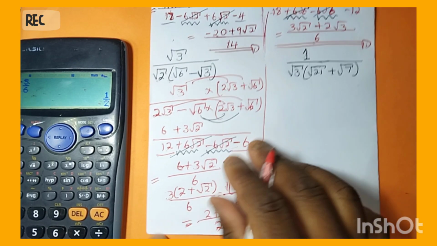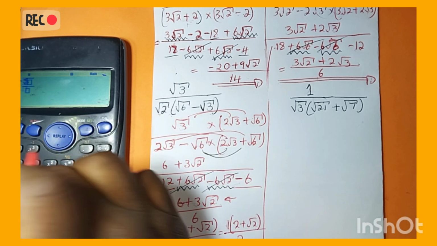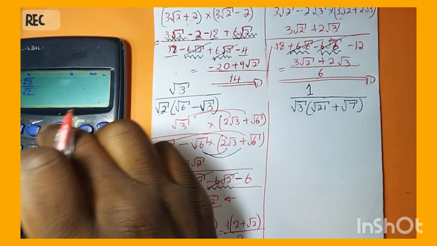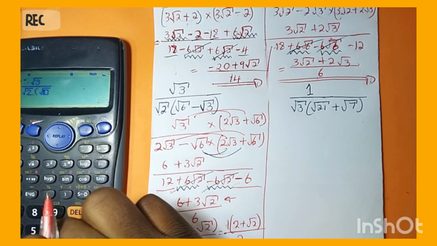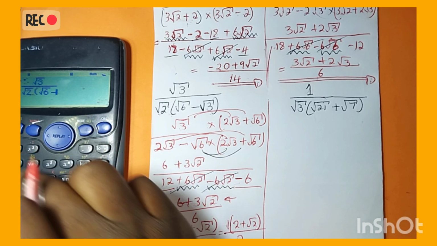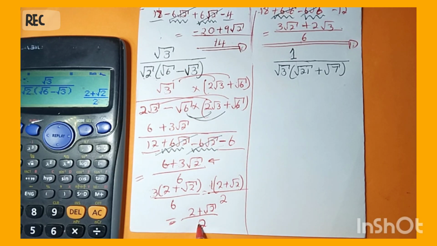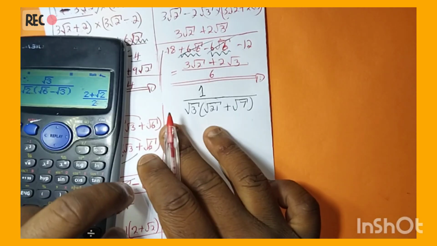And for you to check your answer, obviously, you'll press on your calculator square root of 2, and square root of 6, and minus square root of 3. This is what you should get as your final answer. Then what about for this one?